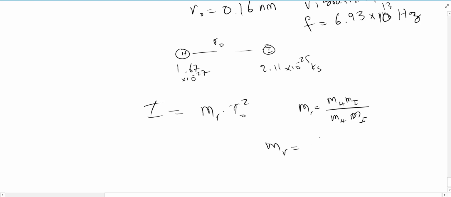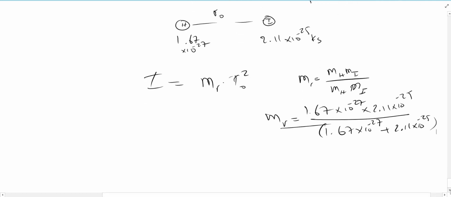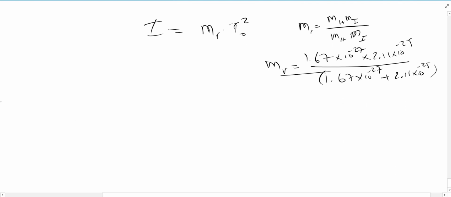So the reduced mass in this case is, just plug in the numbers, 1.67 times 10 to the negative 27 times 2.11 times 10 to the negative 25 divided by the sum of the masses, 1.67 times 10 to the negative 27 plus 2.11 times 10 to the negative 25. And this whole thing times R0 squared, which is 0.16 times 10 to the negative 9 squared. I'm going to plug all of this into the calculator for the moment of inertia. Hopefully it doesn't crash on us again.